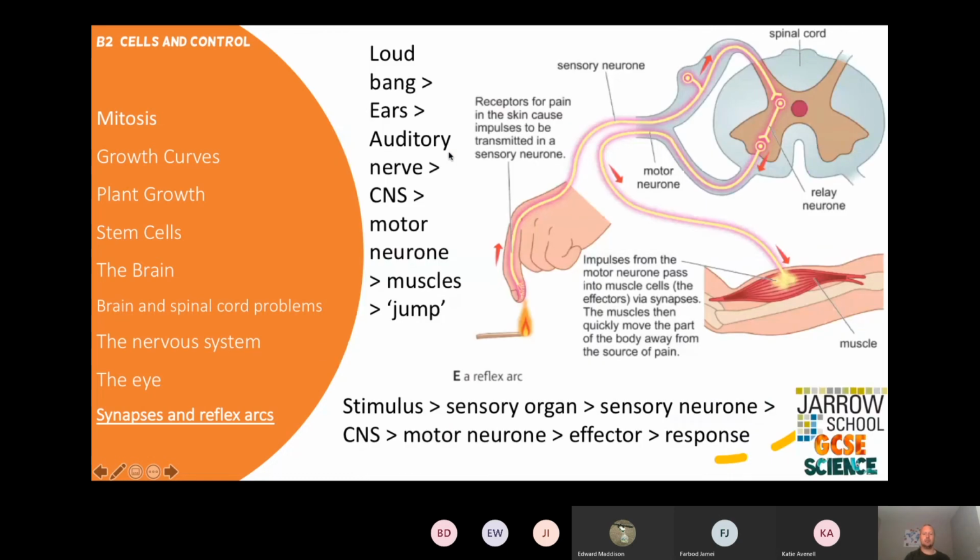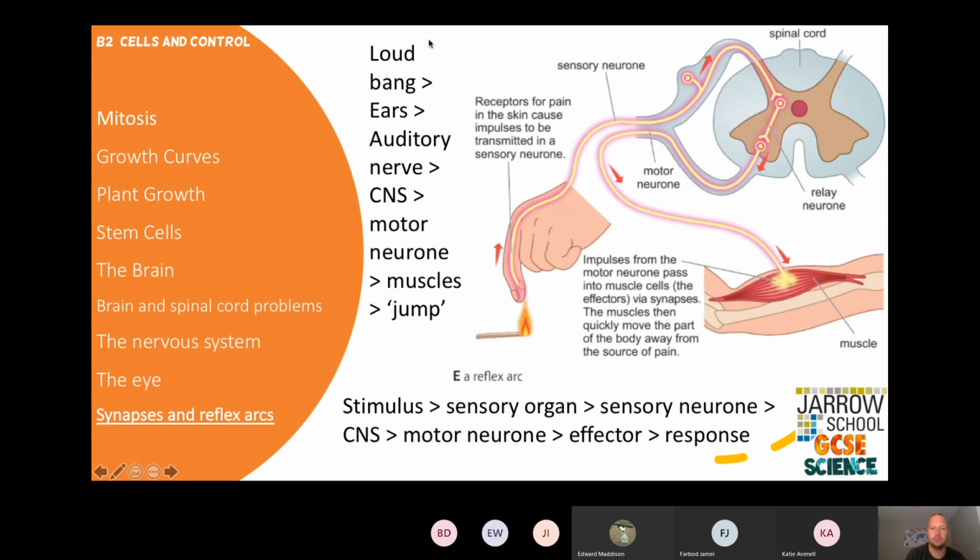And I think this might be the last thing. This order again. So stimulus, sensory organ, sensory neuron, central nervous system, motor neuron, effector response. You need to remember that, and you need to be able to think of examples. So I'm going to give you 2 examples here.